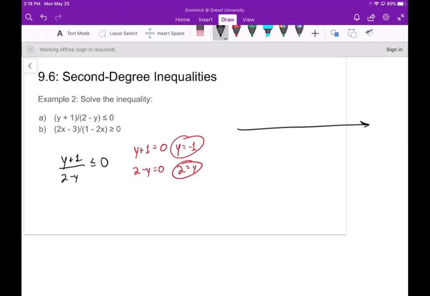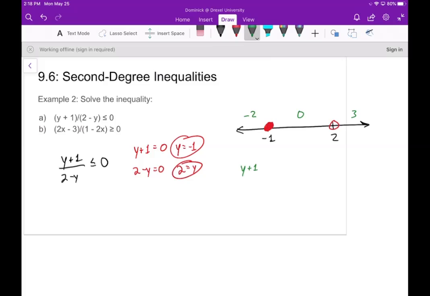Now, the only way that this is a little bit different now is, do you include these numbers? Well, -1 we include because that would make it 0, and 0 is okay. But of course we can't include 2 because that makes it undefined. All right, so we're not going to include 2. So now in each of our regions, we could use -2, 0, and 3.